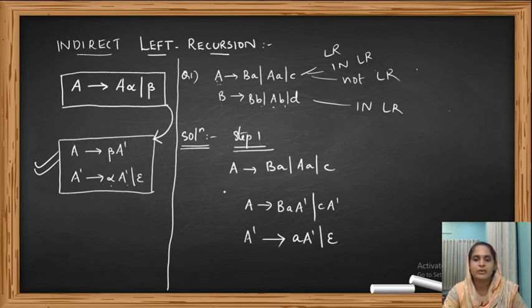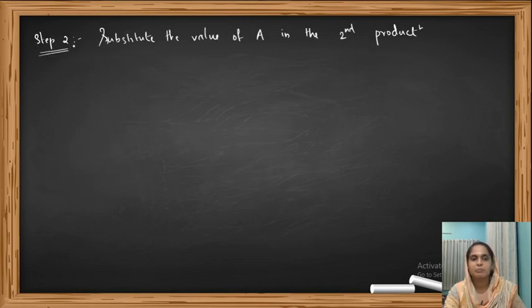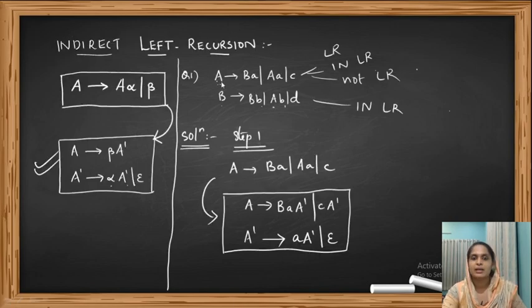So this is our first step. We have to eliminate the normal left recursion from our first production. And we converted the first production into these two productions, right? Now coming over to the second step. Step 2 means we have to substitute the value of A in the second production. That means here the first production A produces B a A dash bar A a A dash bar C, that we have converted to two productions in the first step, right?